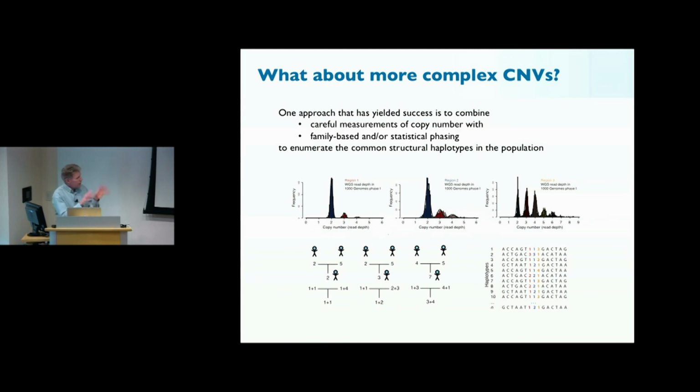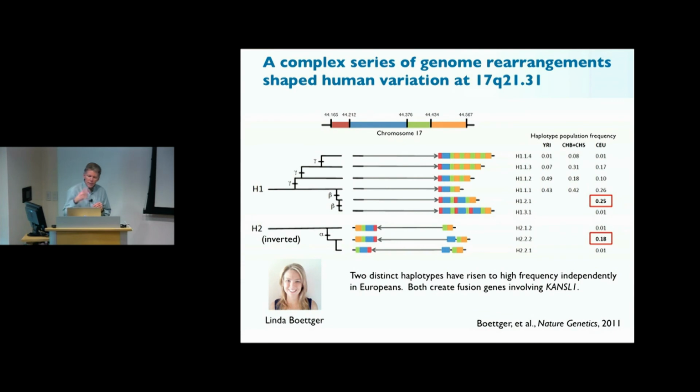And then we infer from this the haplotypes, and we use family-based or statistical phasing to try to figure out all the different structures that are segregating in the population. And then we analyze those for relation to phenotype. One of the first examples where we did this was at the MAPT locus on chromosome 17, and this was work led by Linda Betker.